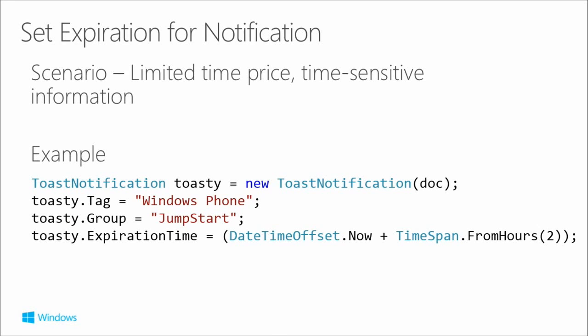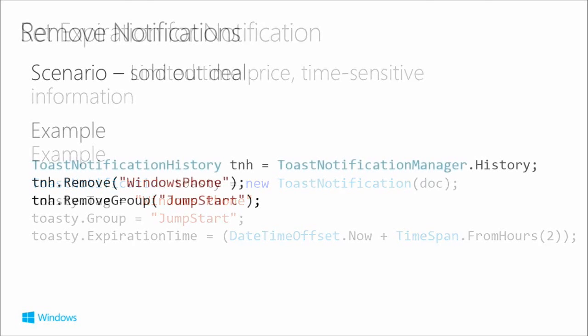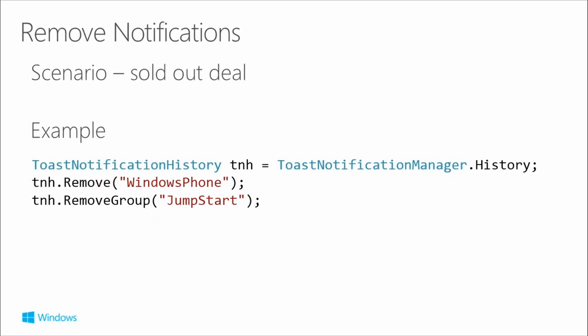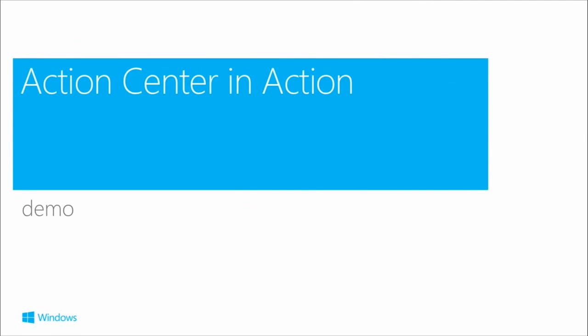For setting an expiration, a scenario here is maybe there's a limited time price on an item or some sort of time sensitive information. You can set an expiration date on those notifications, and when it hits the expiration date, it'll automatically be taken out of the notification center. You can also remove those notifications. The scenario here is maybe there's a sold out deal and it's just not relevant anymore. But let's take a look at how we do this inside of a demo.